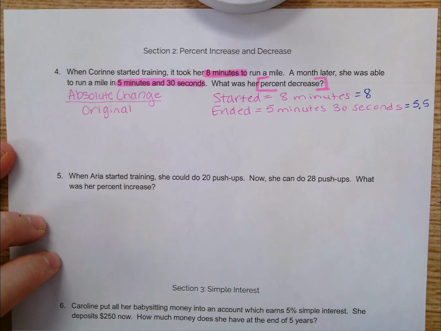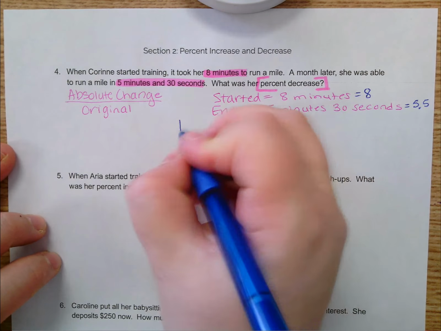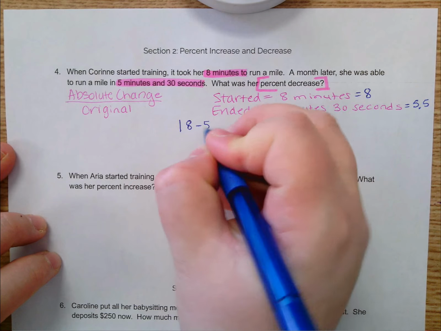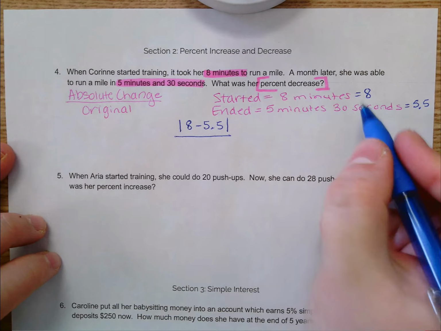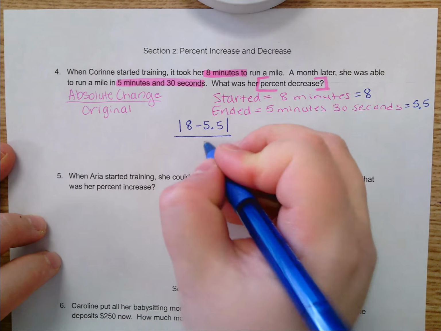So when I find the absolute change or the absolute difference, what I need to do is subtract those and take the absolute value. So in other words, it doesn't matter what order I subtract them in. So I'll take 8 minus 5.5, and then I'm going to divide that over by my original. So I started with 8 minutes, that's what I'm dividing by.